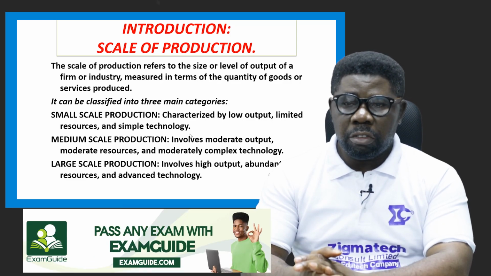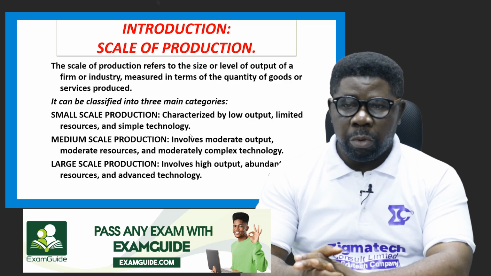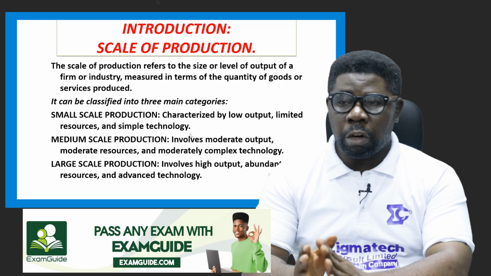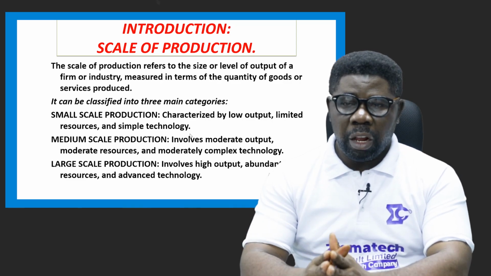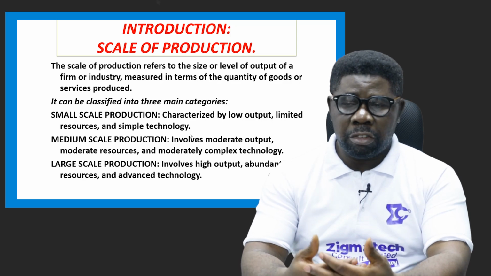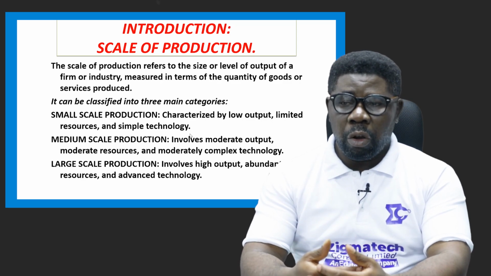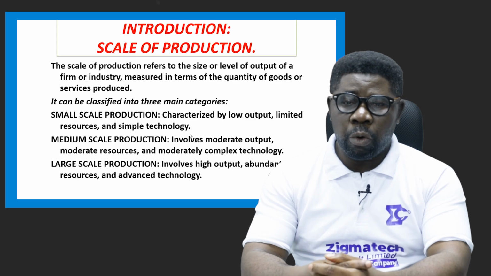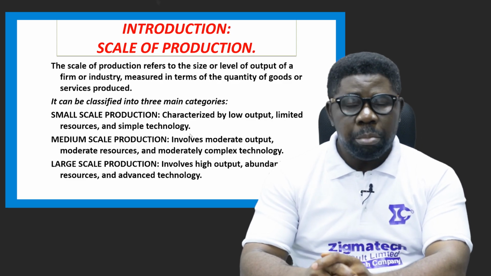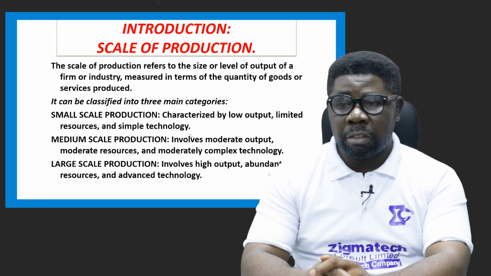Now, what is small scale production in terms of scale of production? This is characterized by low output, limited resources, and simple technology. When these are the criteria or parameters available in production, you have what? A small scale output or small scale production. When there's low output, limited resources to be used, and simple technology, you don't expect them to produce en masse.